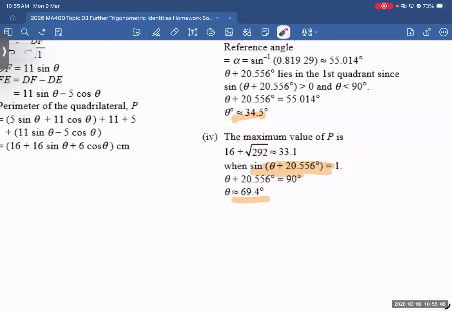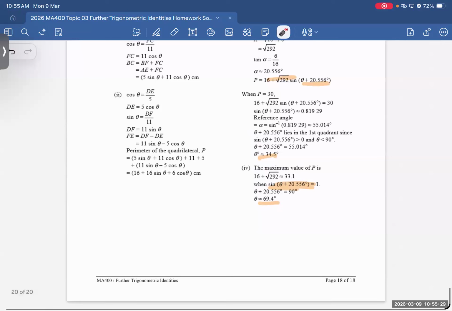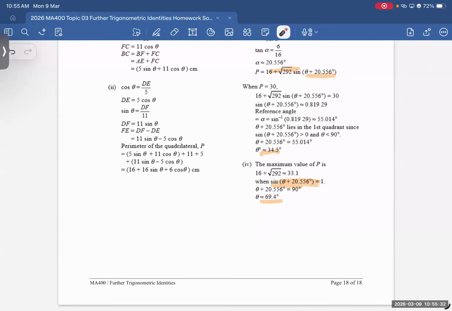Acute. Acute means less than 90. Don't forget: acute, obtuse, and reflex. Like acute pain, sharp pain, like a stomachache. Acute means sharp, so acute means 0 to 90. Obtuse sounds like obese. Reflex, flexible, means more than 180.